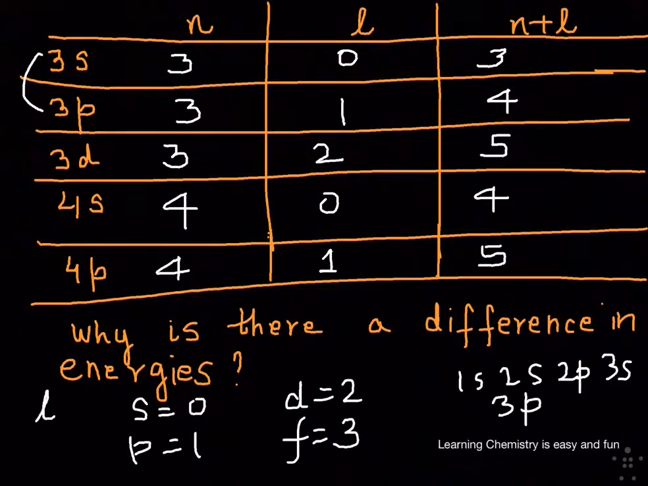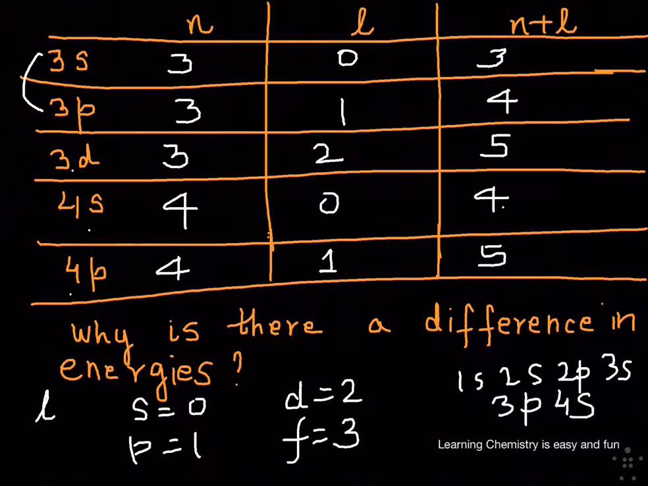Coming to 4s. n is 4, L is 0, n plus L is 4. Oh, look at that. The value for 4s is smaller than that of 3d. Yes, something of a difference over here. So we'll apply the n plus L rule. So 1s, 2s, 2p, 3s, 3p, and instead of the electron going into 3d, we will have the electron going into 4s.